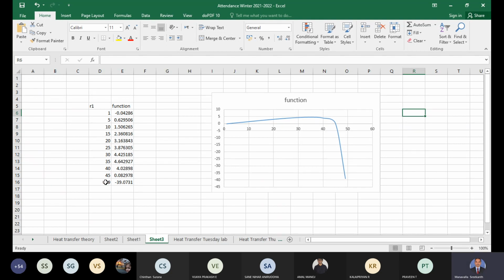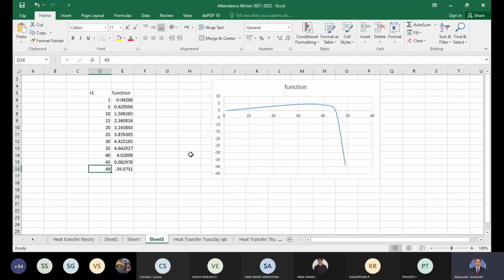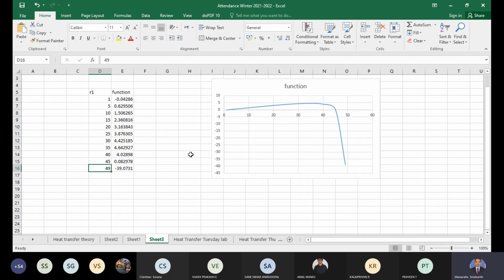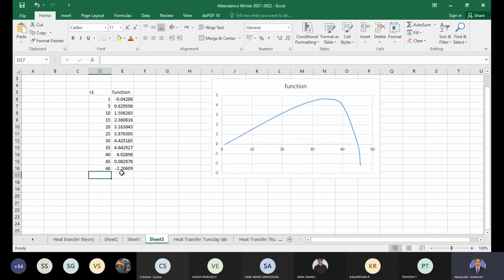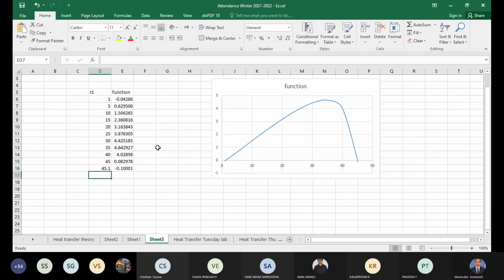So what I do is I will compute this much further, at different values, 45, then I'll say 46. Now you can see it is between 45 and 46 that it is changing. So let me keep increasing in a much finer way from 45, 45.1. Now you see between 45 and 45.1 it is minus 0.1. So it is changing from 45 to 45.1, so it'll take a much smaller value, lower than 45.1.